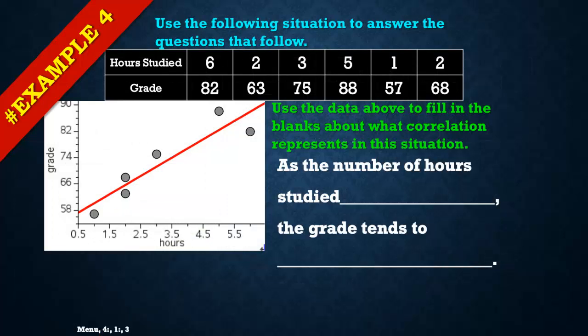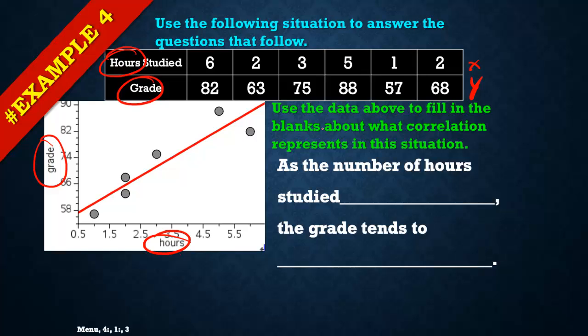So again, we're going to look at another example, and this one's got 2 pages. This next part is going to be example 4 also. We've got hours studied and grade. Notice my hours is my x-axis. When your table is horizontal, x is always the top one, y is always the bottom one. So you've got hours studied on top and the grade on the bottom.